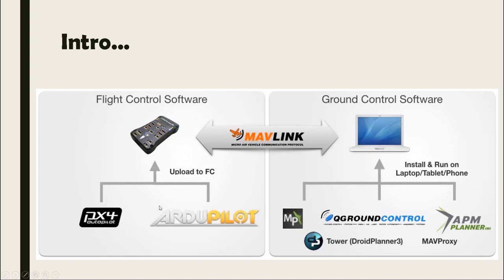The hardware and software and computer communicate via a protocol called MAVLink. MAVLink is the micro air vehicle communication protocol. We don't need to go inside and see what's happening inside MAVLink. It's just like a protocol, for example the HTTP protocol that you use to connect to the internet. So we are only using MAVLink to communicate.